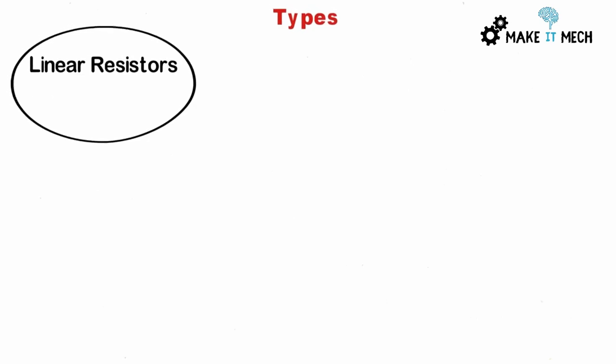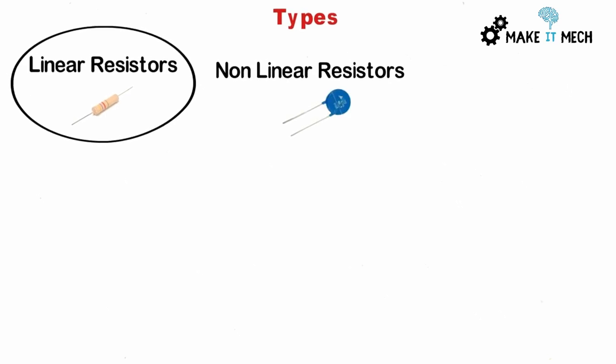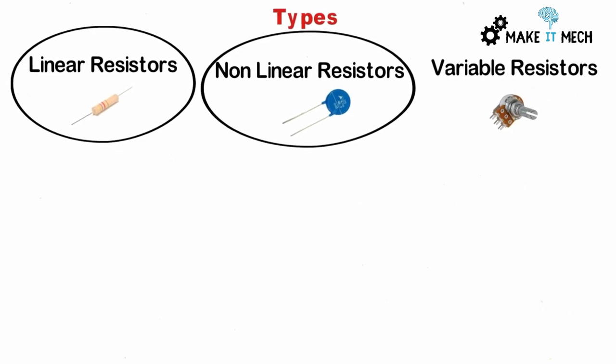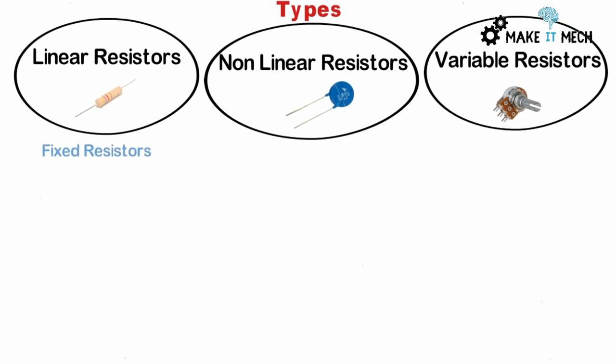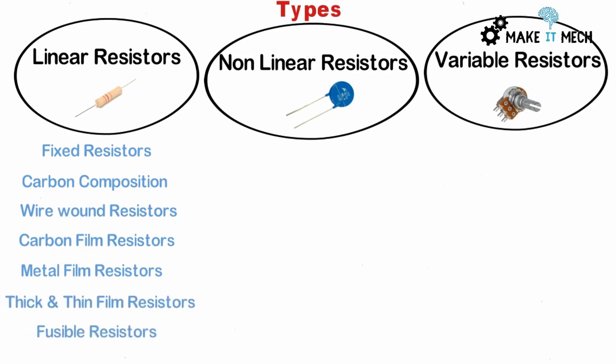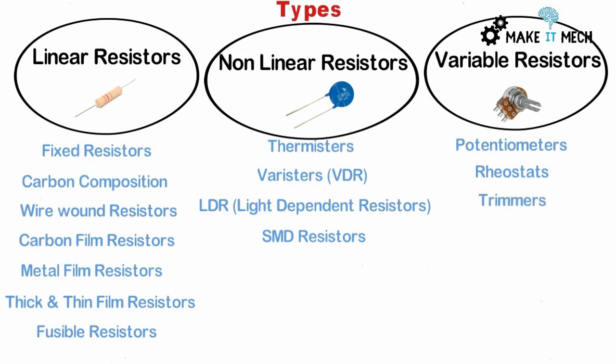There are three basic types of resistors: linear resistors, non-linear resistors, and variable resistors. In linear, we have fixed resistors, carbon composition, wire wound, carbon film, metal film, thick and thin resistors, and fusible resistors. In non-linear, we have thermistors, VDRs, LDRs, and SMD resistors. Variable resistors, we have potentiometers, rheostats, and trimmers.